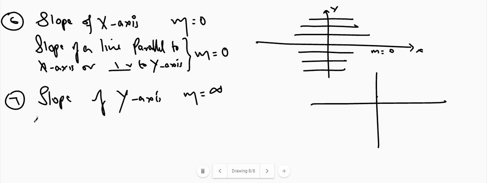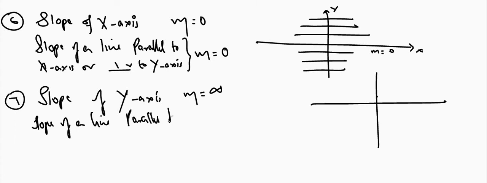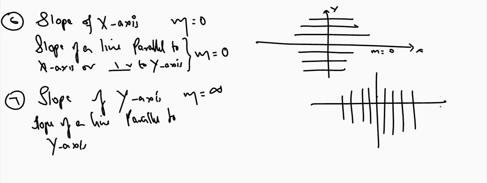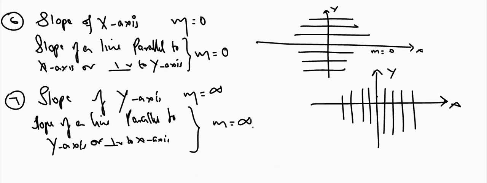Then the slope of a line parallel to the y axis: these are the lines parallel to the y axis. The slope of a line parallel to the y axis or perpendicular to the x axis will be, since the lines are parallel, their slopes are equal, infinity. Okay.